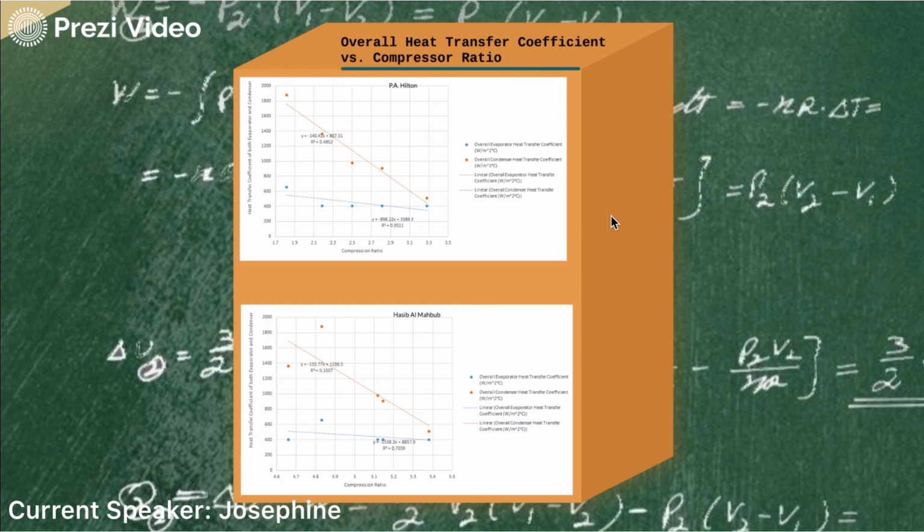For this set of graphs, we compare the relationship of the heat transfer coefficient to the compression ratio from both authors. It can be seen from the graphs that they come to the same conclusion, that is, as the compression ratio increases, the heat transfer coefficient for both the condenser and evaporator tends to decrease.